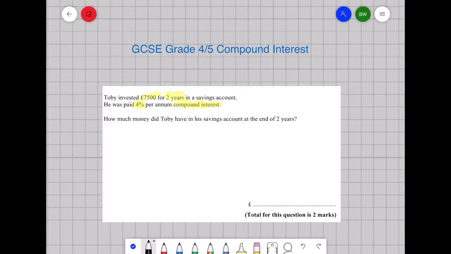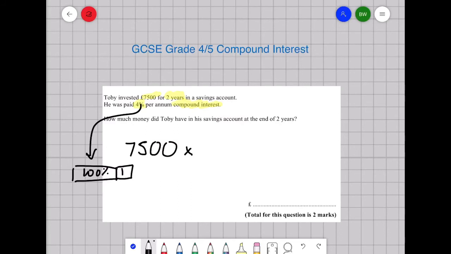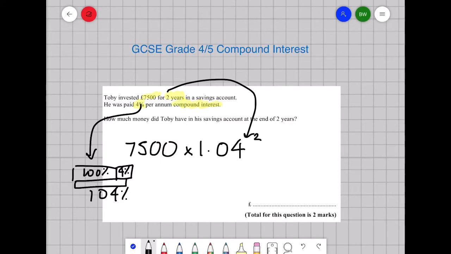So I've got the initial investment, which is 7,500, and I times it by the multiplier, which in this case, if it's a 4% increase, I've got my original amount, which is 100%, plus the 4% increase. So I've got 104% altogether. So 104% as a multiplier is 1.04. I raise it to the power of 2 because it's for 2 years.